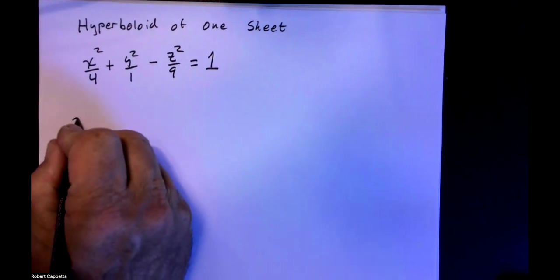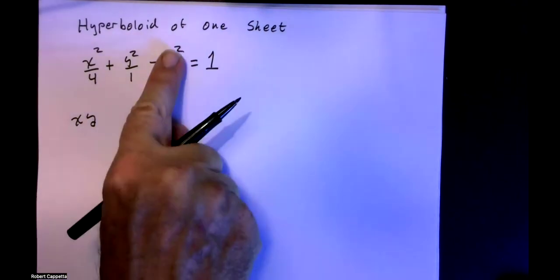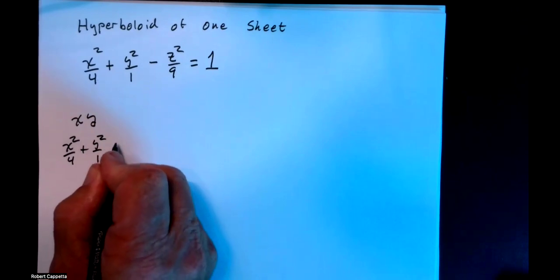So we're going to start with the xy trace. How does this intersect the xy plane? In that case, z is 0. So we get x squared over 4 plus y squared over 1 plus 0 equals 1. And this is an ellipse. What does that ellipse look like?